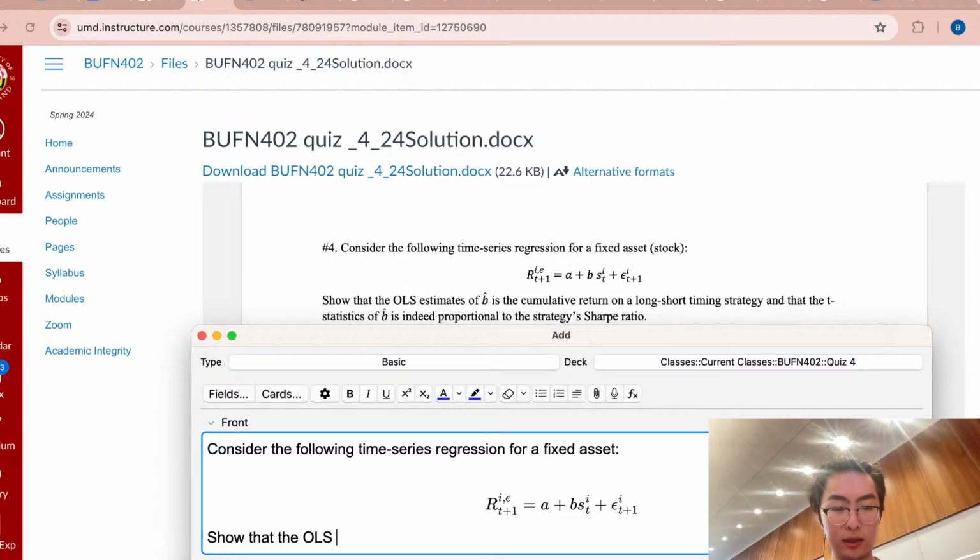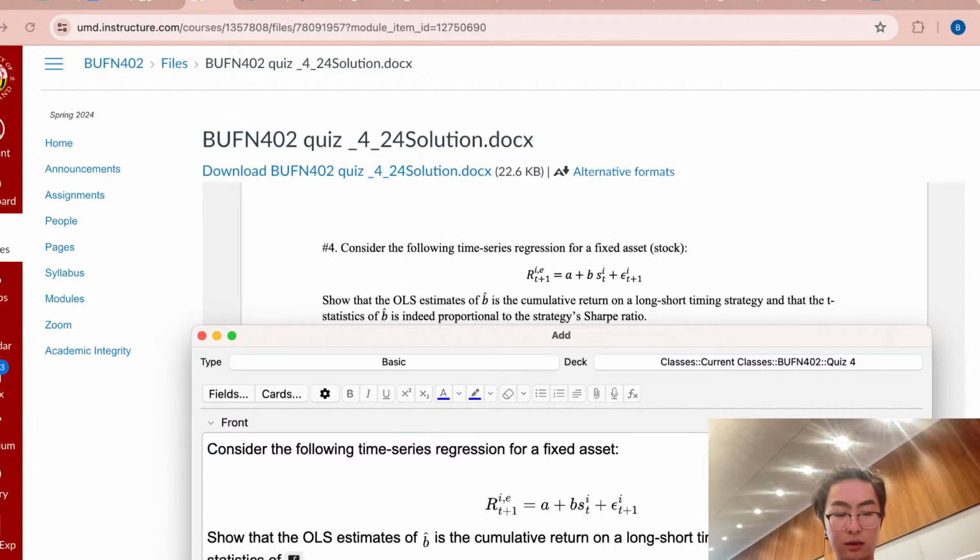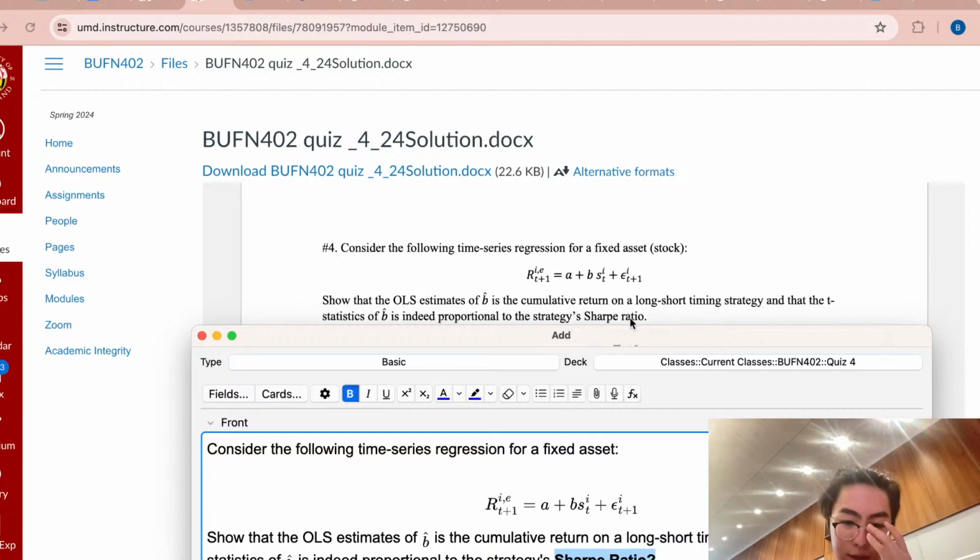Show that the OLS estimates of b hat are the cumulative return on a long short timing strategy, and that the t statistics of b hat are indeed proportional to the strategy's Sharpe ratio. Good, so there's really two things to think about here.